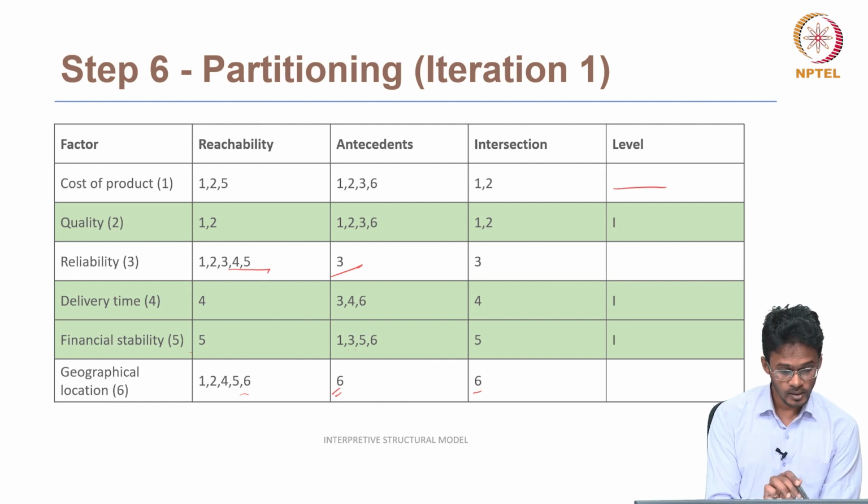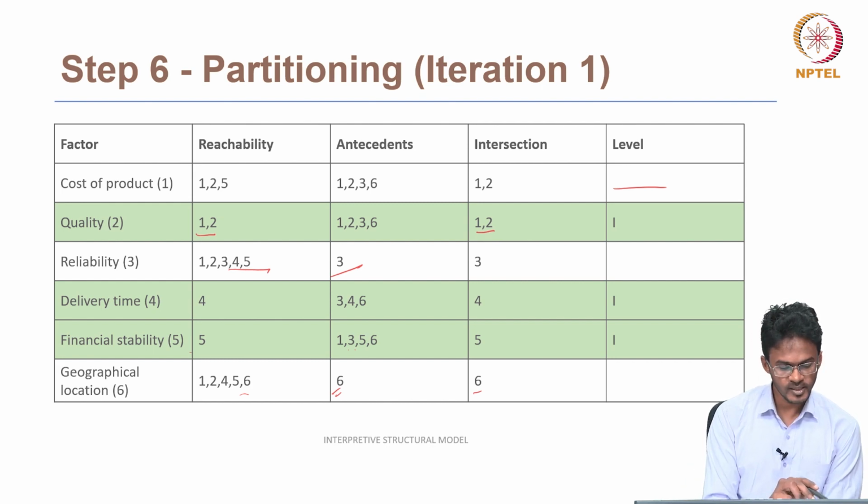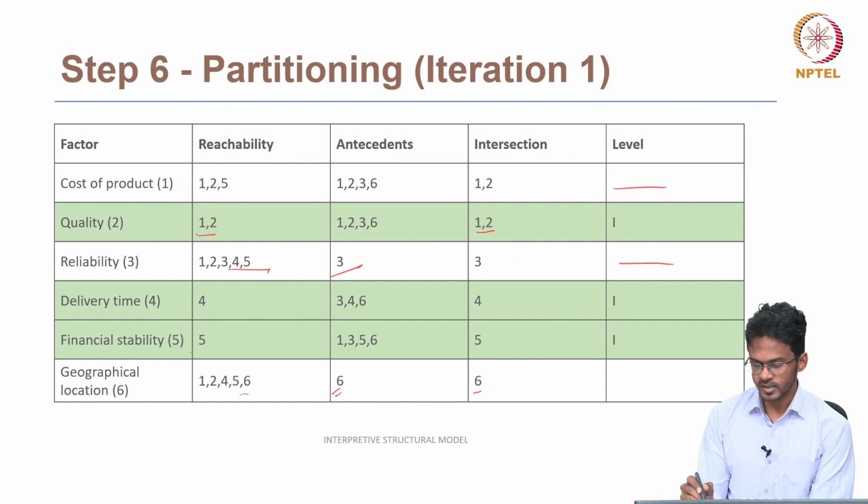For quality, the reachability will be 1, 2 and intersection is 1, 2, both are same, hence we are giving a first level. Then third one, reliability, the reachability and intersection are different, so we are skipping this. In delivery time, the reachability is 4 and intersection is also 4. So, we are giving the same level. In one iteration there will be only one level.